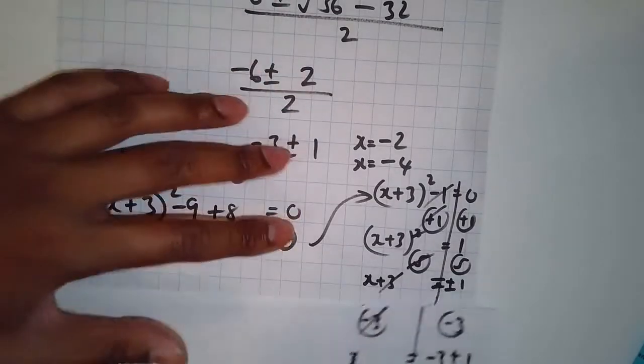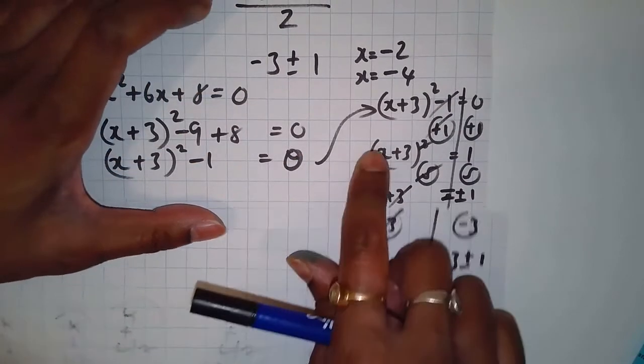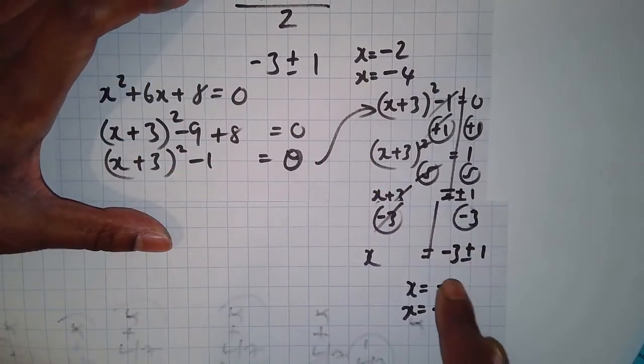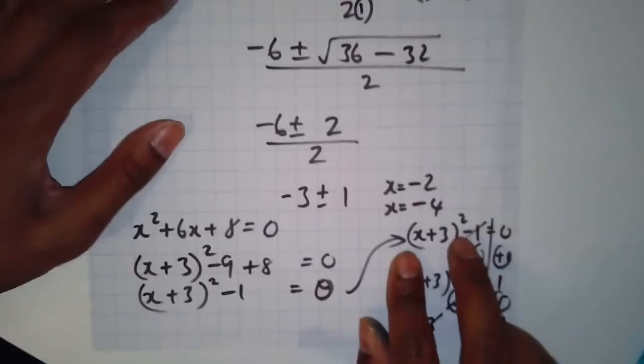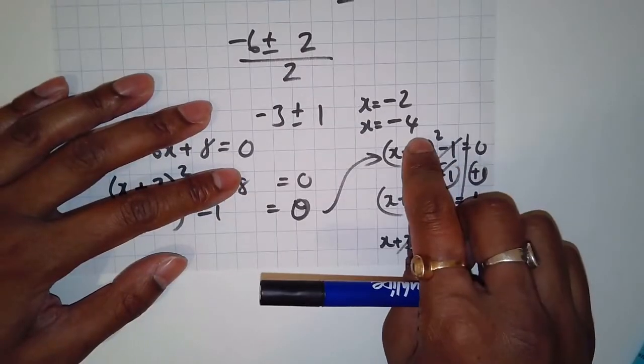Using completing the square, also got minus 2, minus 4. Using the quadratic formula, also got minus 2, minus 4.